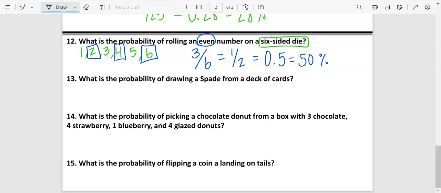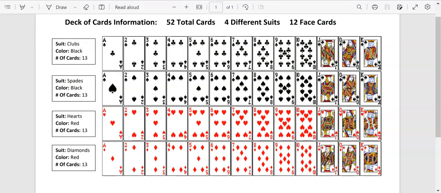Number 13 says, what is the probability of drawing a spade from a deck of cards? Remember, you are going to have your deck of cards sheet, so you don't need to memorize a deck of cards. And we're looking for a spade. So if we look at our deck of cards, we know that we have a total of 52 cards, and our spades are right here on the second row. Here are all of our spades.